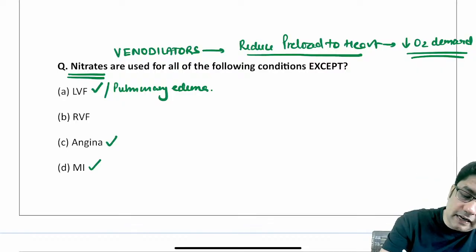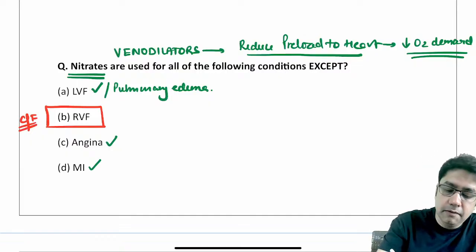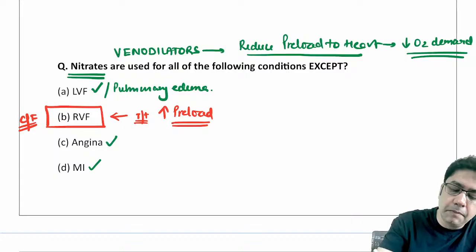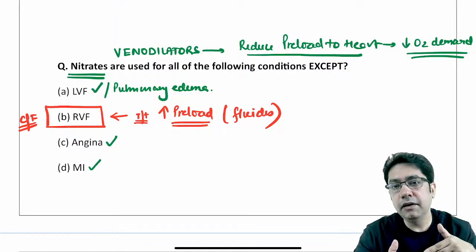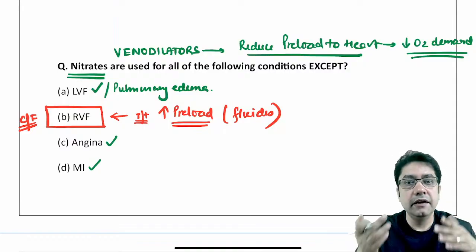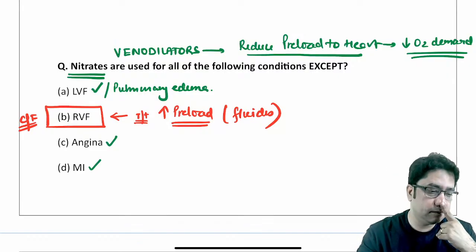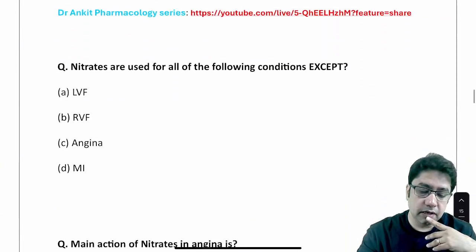Remember, nitrates are given in LVF, but nitrates are absolutely contraindicated in right ventricular failure because the treatment of right ventricular failure is to increase preload by giving fluids. Remember, in RVF treatment, we increase preload, while in left ventricular failure, we reduce preload by giving nitrates. Okay? Yes. Very good.